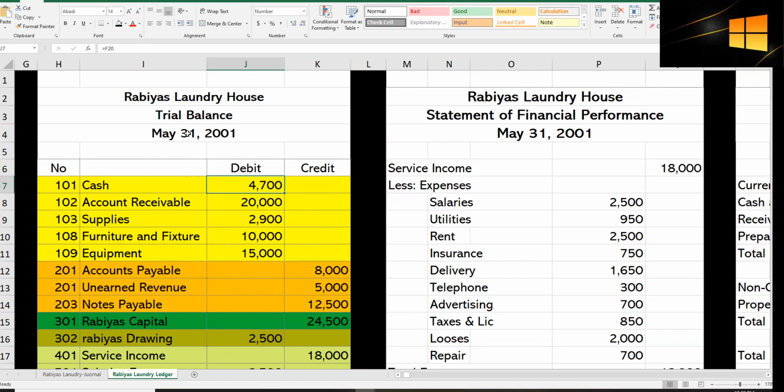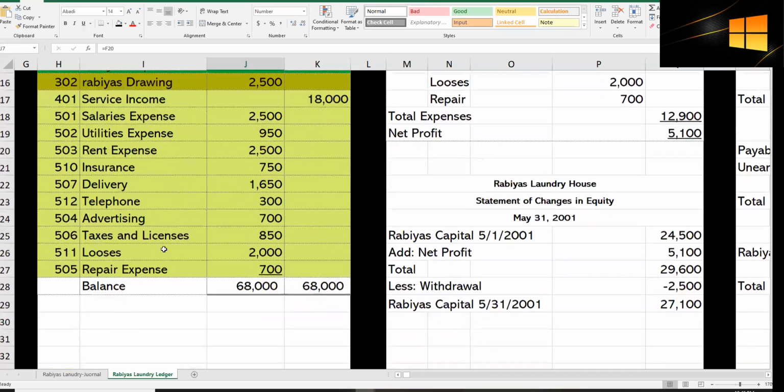In here, gagamitin ulit po natin yung Rabia's Laundry House as part of the continuation ng ating previous na binibigay ng mga example. So, before, na-discuss na natin on how to journalize transactions under service accounting, and then how to post, di ba? From journal, tina-transfer po natin yung mga accounts or yung kanilang balances to their specific ledger accounts. In this case, naka-encounter po tayo ng cash, accounts receivable, supplies, and so on and so forth. Hanggang sa dulo po yan.